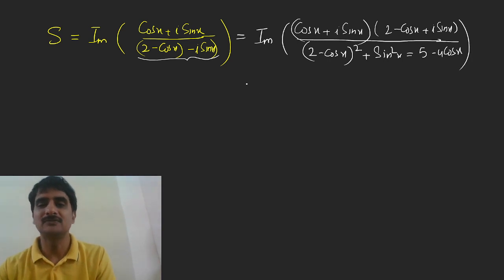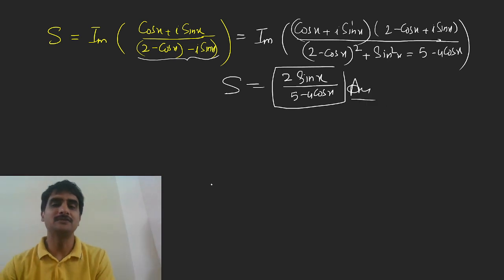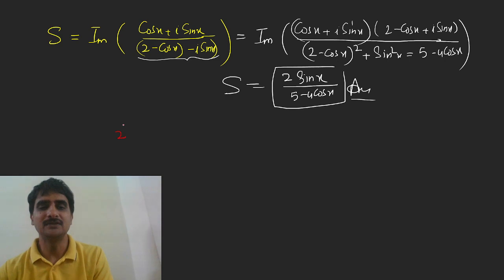Now for the imaginary part, how much is it? We multiply this with this: 2 sine x minus sine x cos x plus sine x cos x. So it's simply 2 sine x upon 5 minus 4 cos x. That should be the answer for the series. So that's my answer for the series, and that was the first question. Now quickly move to the second one.